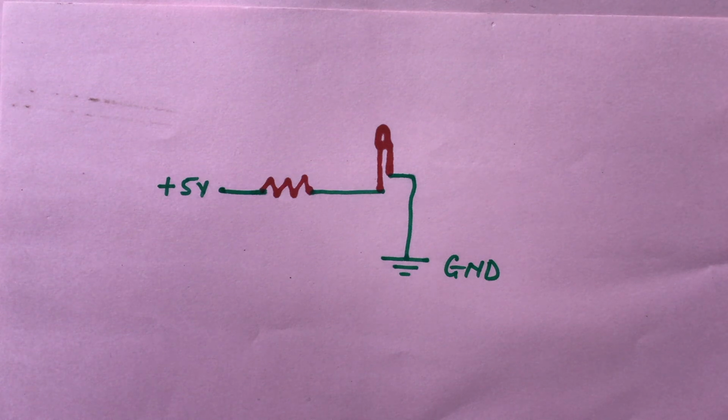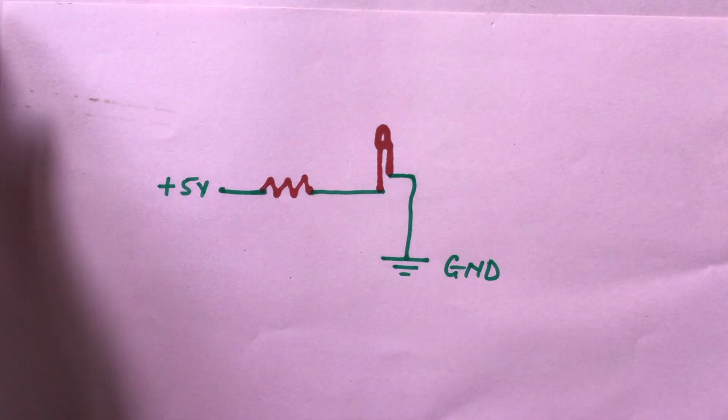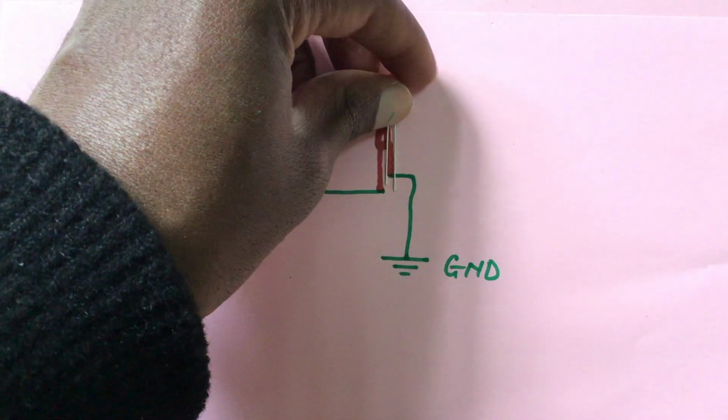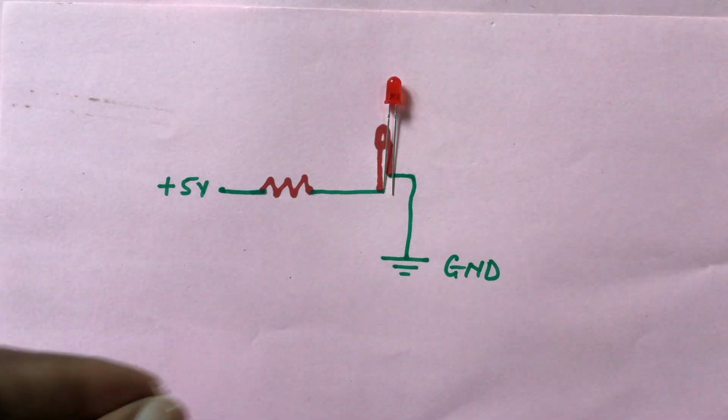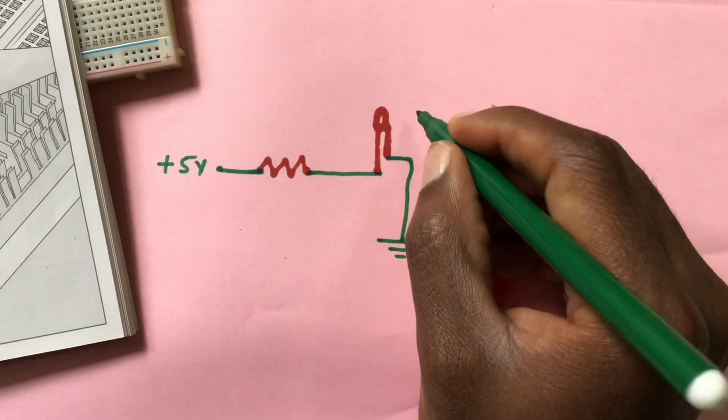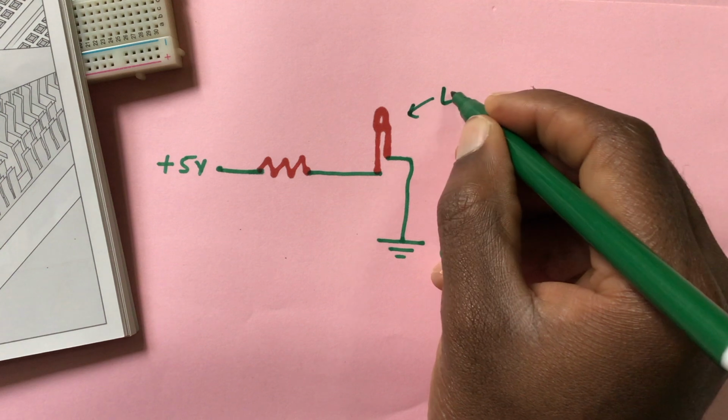Welcome again, and in this video we're going to have more details about the LED, the light emitting diode. We're going to have more details about the resistor.